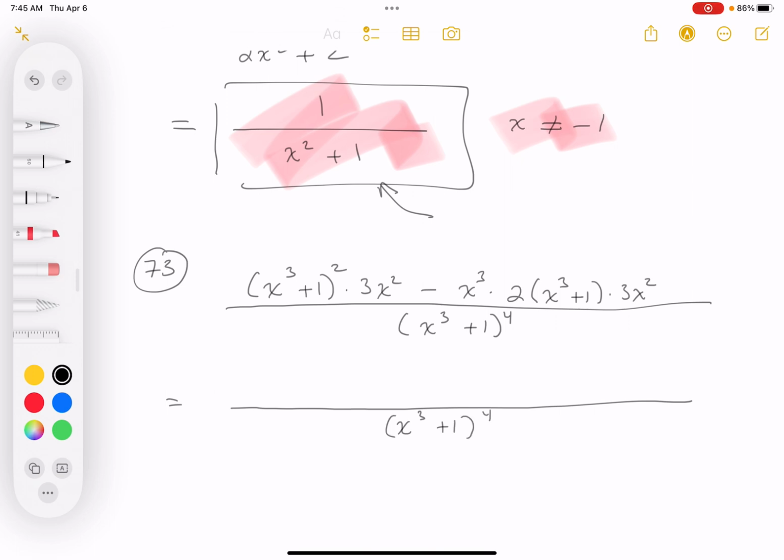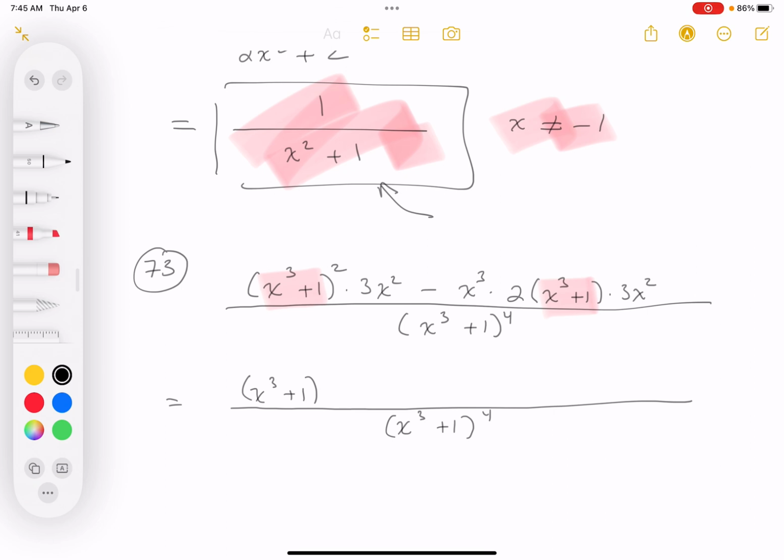But what I want to do is I will look at the top. And the thing I'm looking at in the top is I see this x cubed plus 1 as a factor in the top and the bottom. So I'm going to factor it out. That's going to be x cubed plus 1. Now, the greatest number of times it occurs there is 2, but I can't pull out 2 factors, but I can pull out 1 factor.